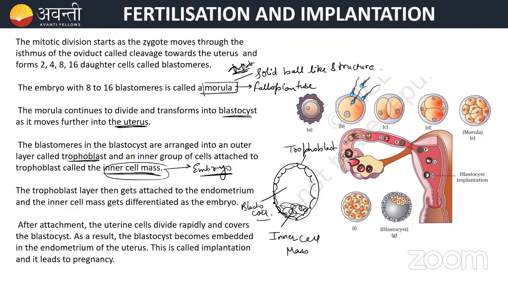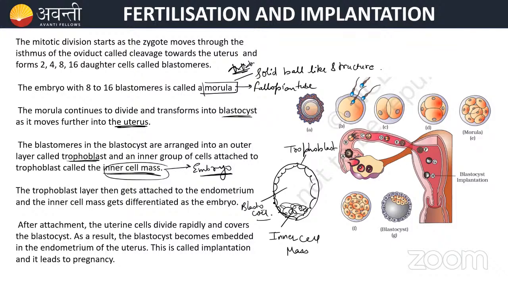And remember which stage of the embryo is implanted or attached to the endometrium of the uterus. It is the blastocyst stage. Very, very important. Remember the stage which attaches to the endometrium wall of the uterus. It is the blastocyst stage.